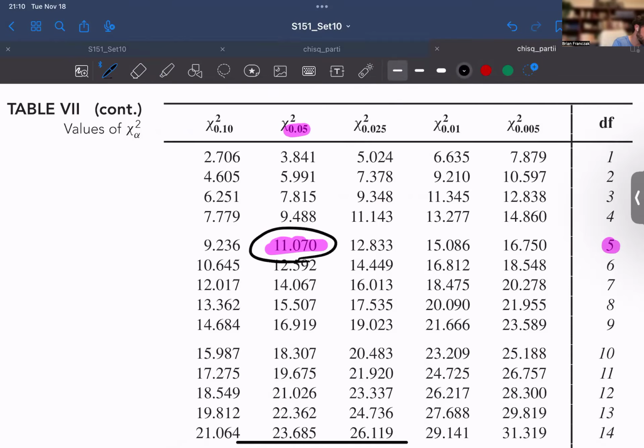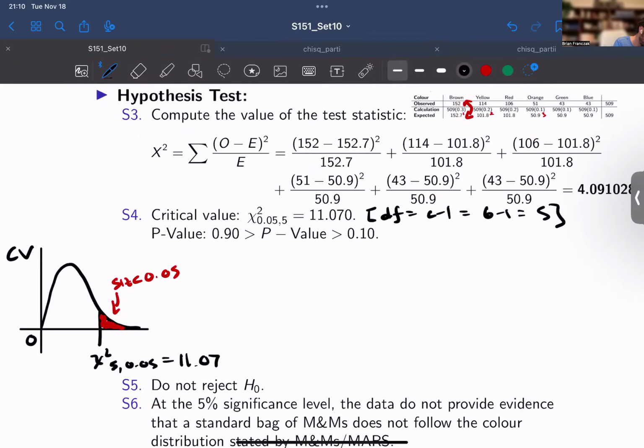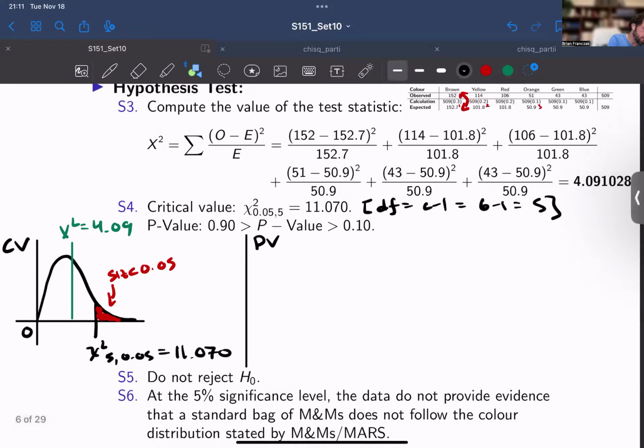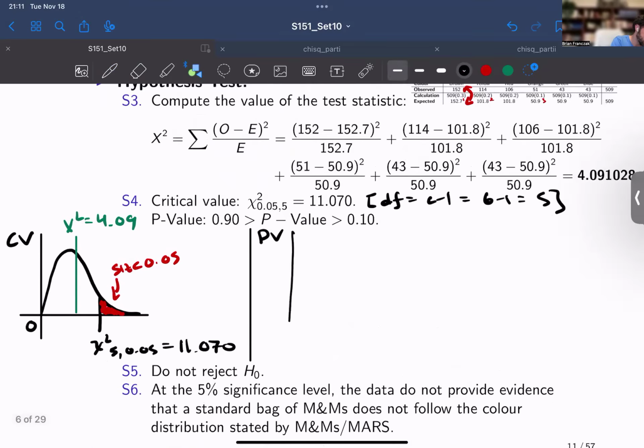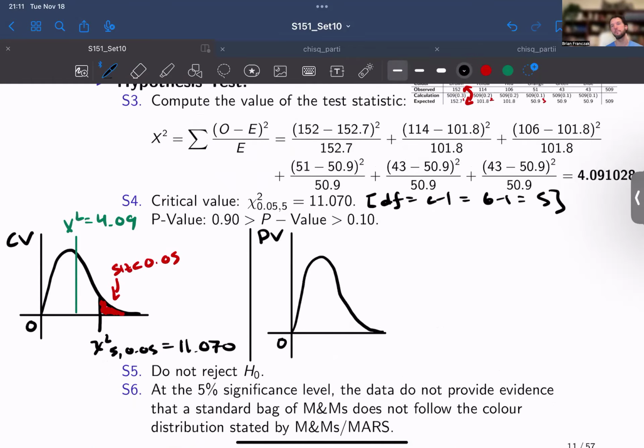So if we go back here, we have 11.070. Our test statistic is therefore going to be over here somewhere, right? So we have x squared is 4.09. And then, of course, you can see that this is not in the rejection region, so we do not reject the null. So the way that we use this is the same as it was for the standard normal and the t-based tests. The way that we actually use these values does not change. It's just the table and our visualization of the region that changes.